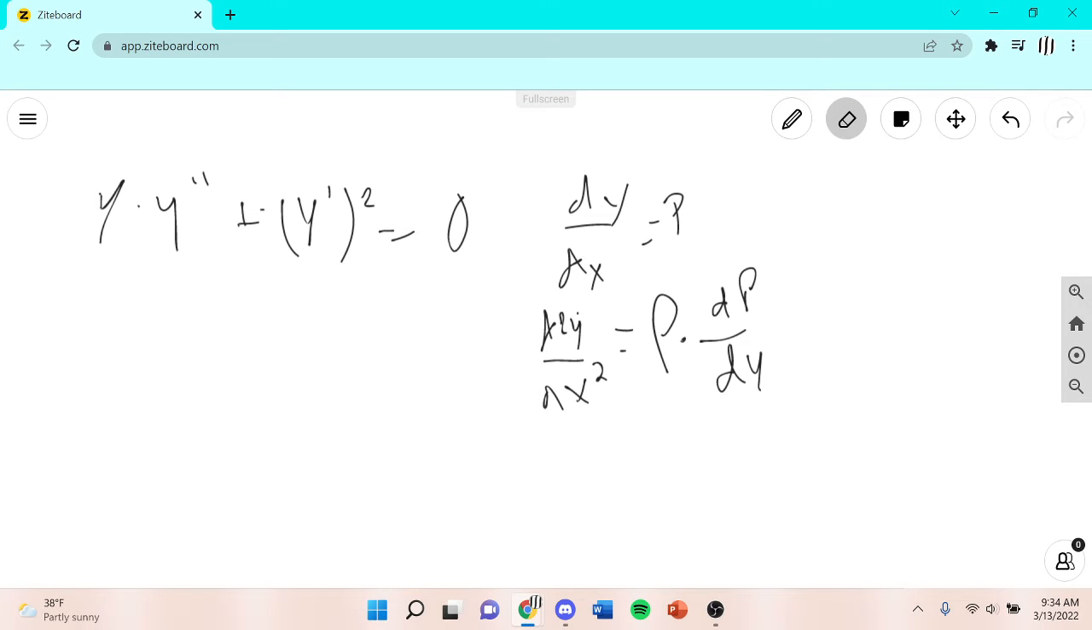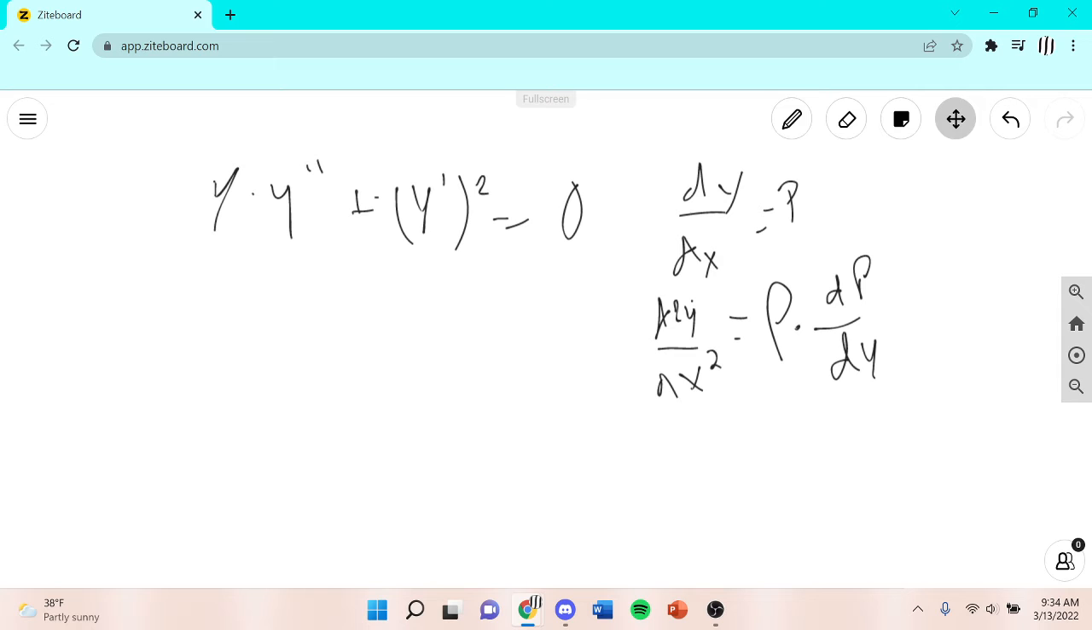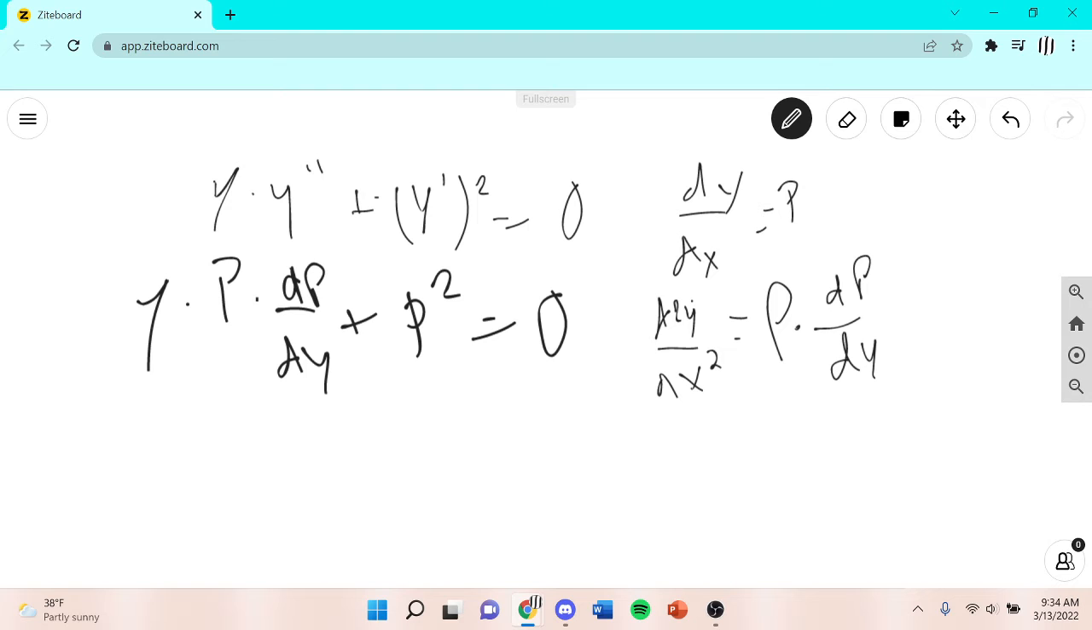So now we're going to plug that in. We're going to say that y times p times dp over dy plus p squared is equal to 0. So y times p times dp over dy is equal to negative p squared.